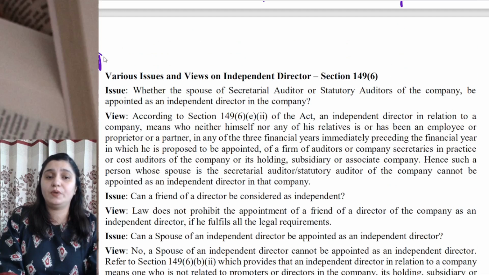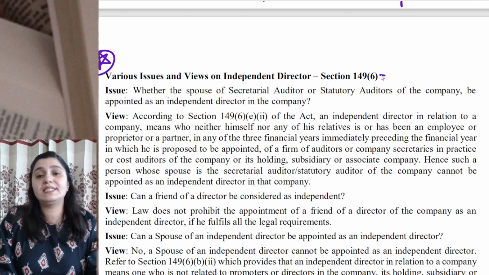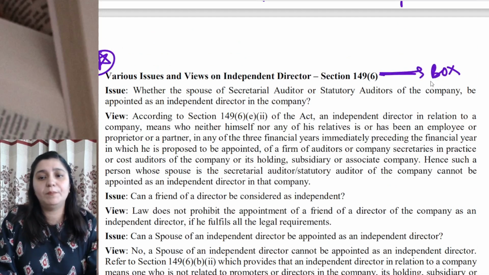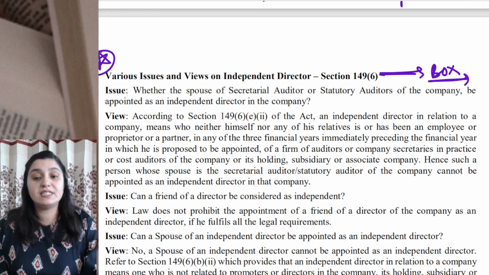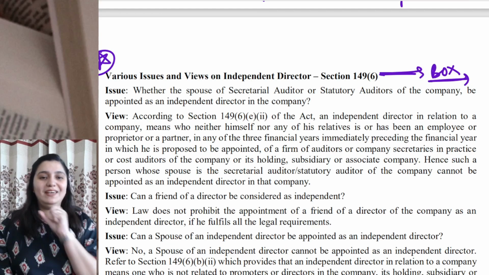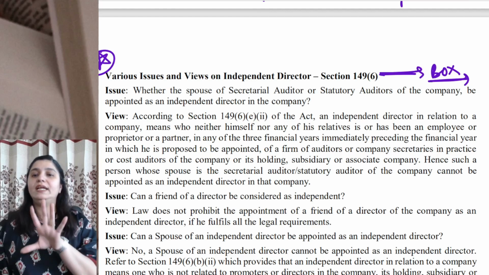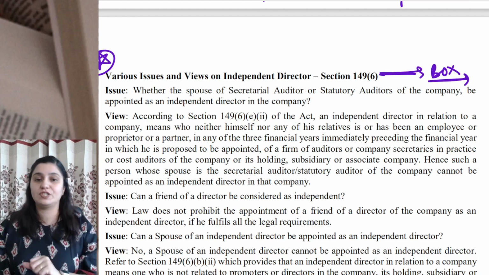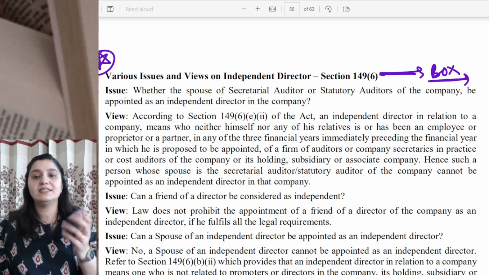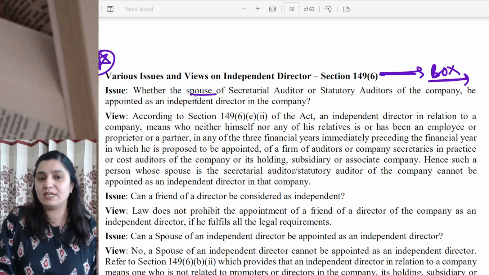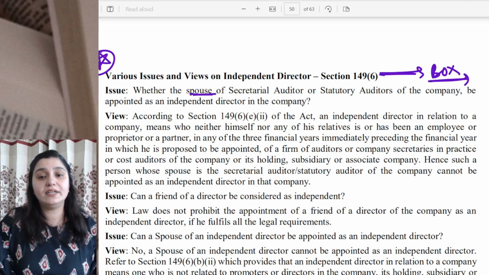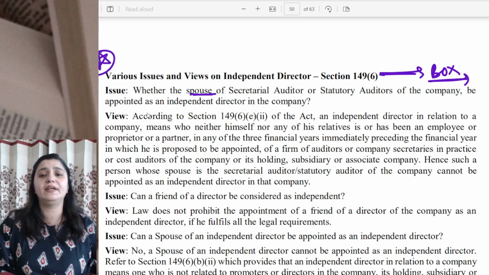Then come certain questions. तो ये questions अगर आपने study material ध्यान से पढ़ा होगा तो एक box वहां पे mentioned है when we study the independent directors, उसमें भी ये questions दे रखे हैं, but उनके लिए जिन्होंने questions कभी नहीं देखे उनके लिए बहुत beneficial है because इसमें से questions पूछे जा सकते हैं in exam. Starting with the first: whether the spouse, as in husband or wife, of a secretarial auditor or statutory auditor of the company can be appointed as an independent director.